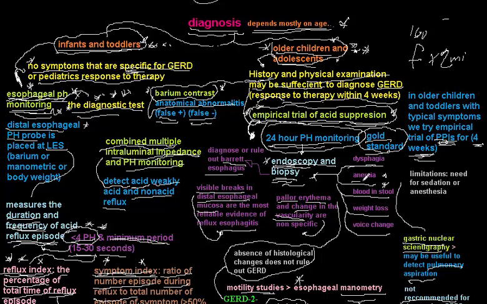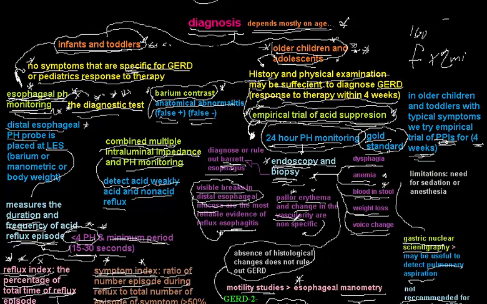of dysphagia, anemia, blood in stool, weight loss, voice changes, if we suspect the presence of esophagitis, Barrett's esophagus or esophageal cancer, for example. Okay, so these are the indications for endoscopy and biopsy. It can detect the presence of esophagitis. How? By the presence of visible breaks in the esophageal mucosa. So it can detect the esophagitis.